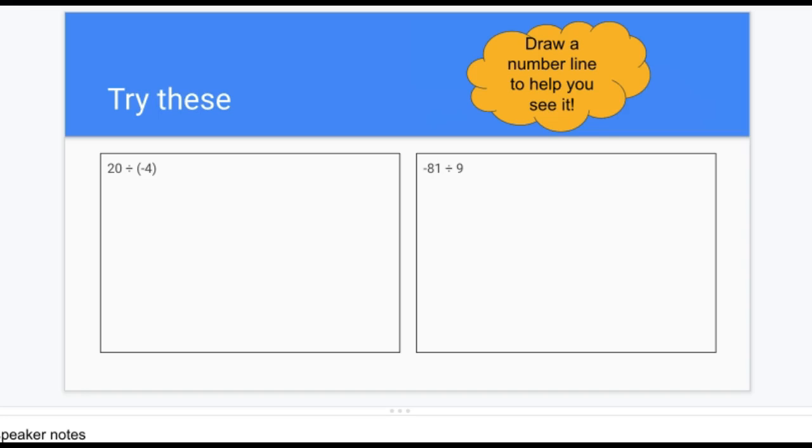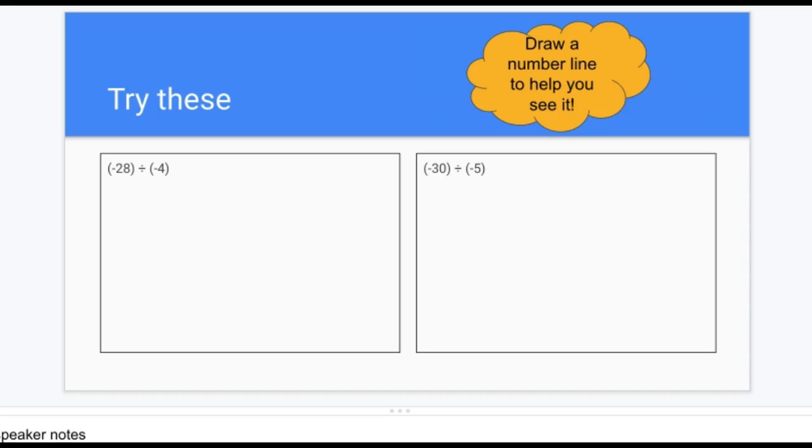All right, I'm assuming you paused the video. We're looking at 20 divided by a negative 4. The signs are different. The answer is going to be a negative 5. Negative 81 divided by 9. The signs are different. So that answer is going to be a negative 9. Let's try the next one. Pause the video. Work it out.